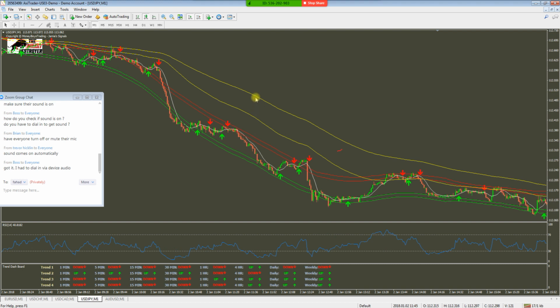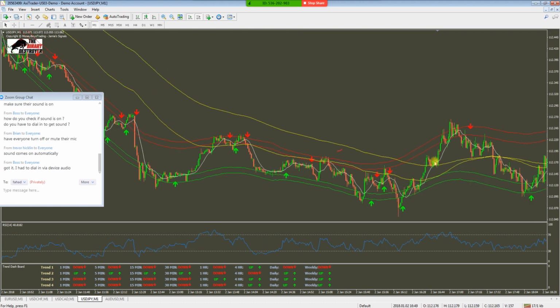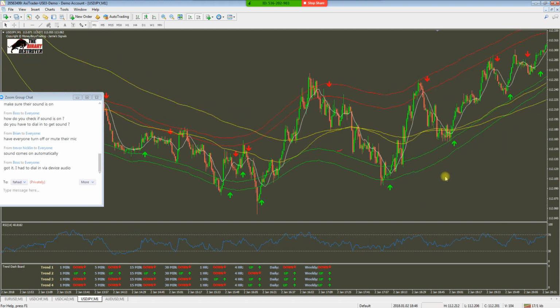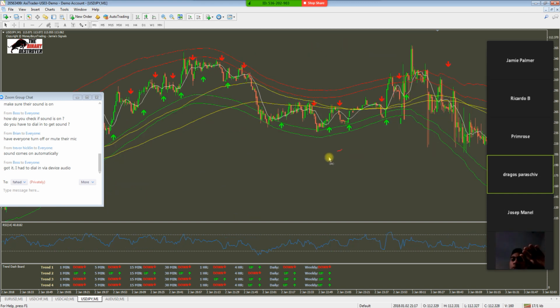But if the price breaks above there, it normally means it's reversing. You see here how it broke above it, and then it normally goes into an uptrend, which it does. It goes into an uptrend, and that's it.